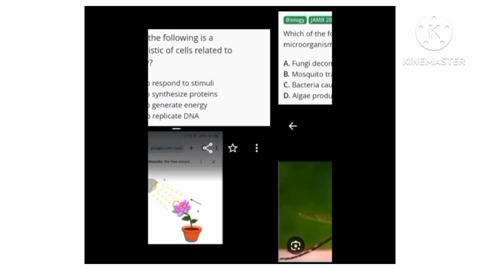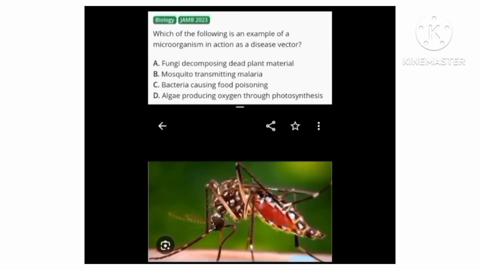Which of the following is an example of a microorganism in action as a disease vector? Now, what is a vector? A vector is talking about an organism that carries the disease-causing organism. Yes. It doesn't cause the disease, but it carries what causes the disease. So, in this particular option, mosquito is the best option because mosquito is the vector. We have different types of mosquitoes that are vectors, but the one that causes malaria particularly is female Anopheles mosquito.